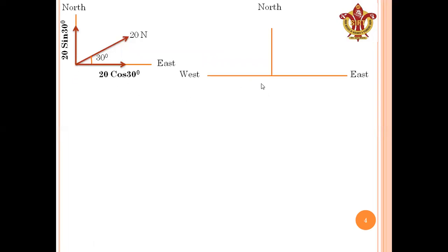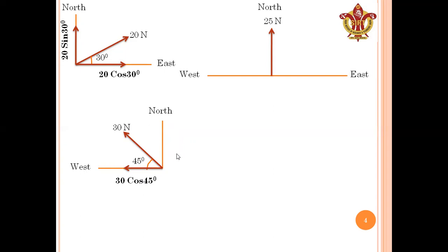Similarly, the next one is 25 Newton. It is already in the vertical or north direction. The next one is inclined 45 degrees from the horizontal or west, so there are two components. The horizontal component is 30 cos 45, and the vertical component is 30 sin 45. Why? Because the 45 degrees is made with the horizontal, and the horizontal component is always cos.